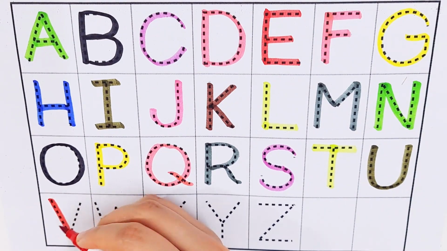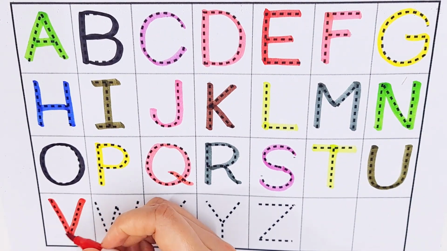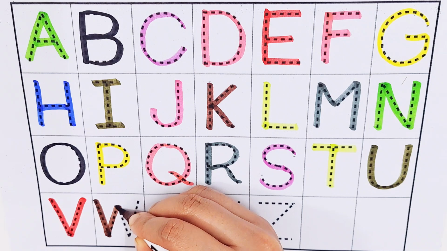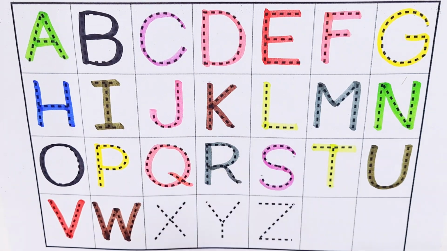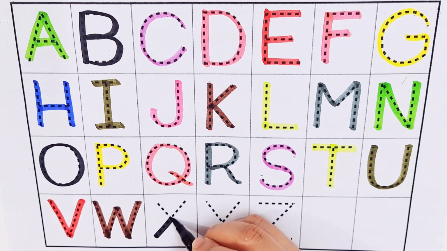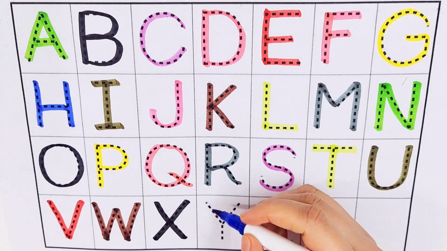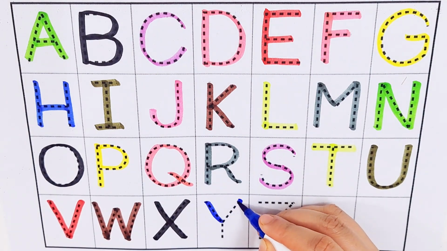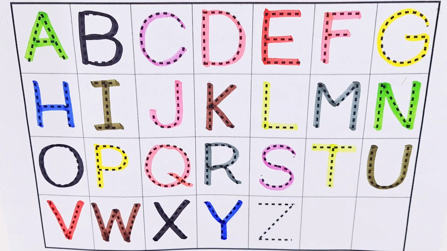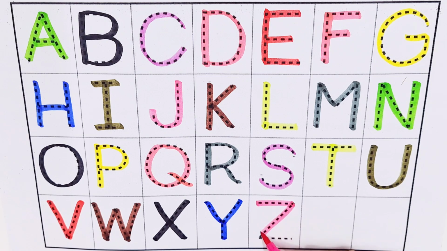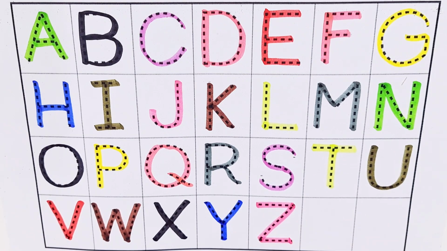Red color. V for vulture. Brown color. W for watch. Black color. X for Xerox. Dark blue color. Y for yak. Purple color. Z for zoo.